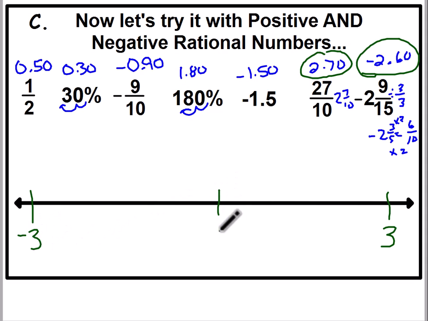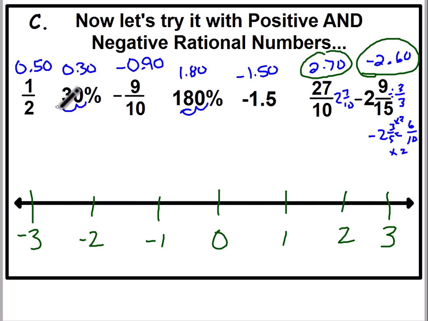So we're going to put 0 in the middle. This will be positive 1. This will be positive 2. This will be negative 1. This will be negative 2. Okay, and it doesn't have to be perfect. You don't have to have it exactly even each space. And now we're going to go ahead and plot.